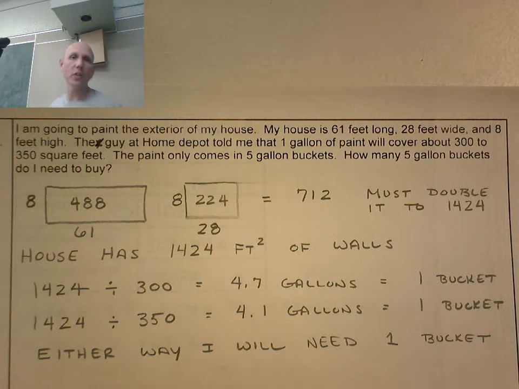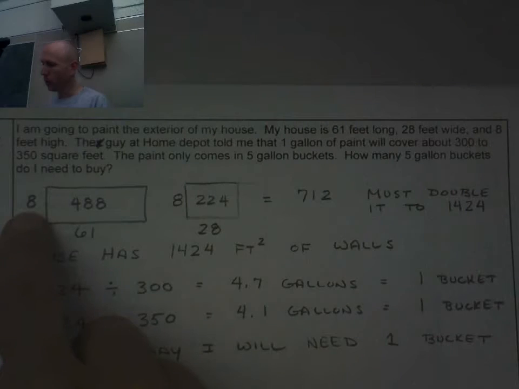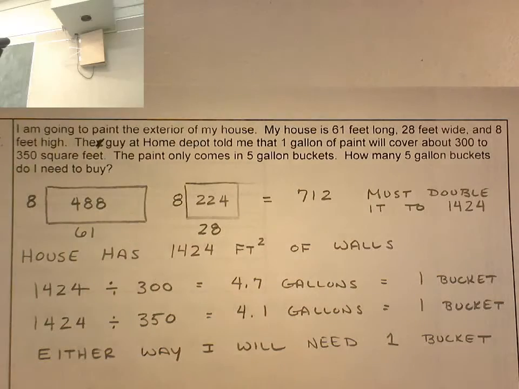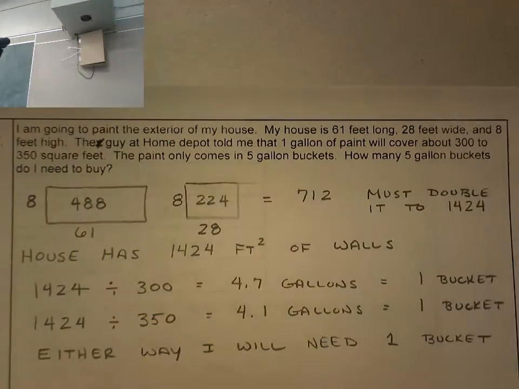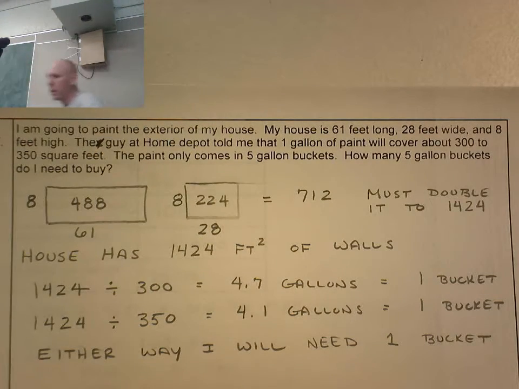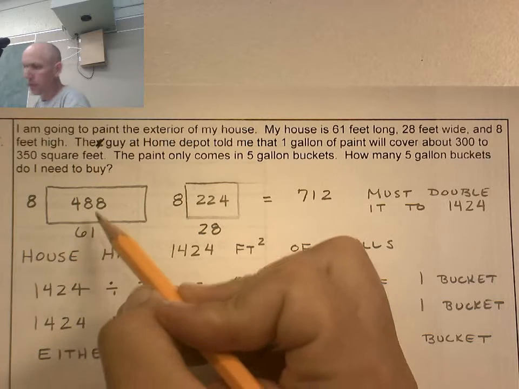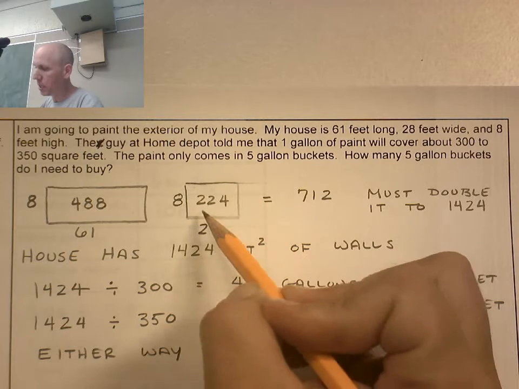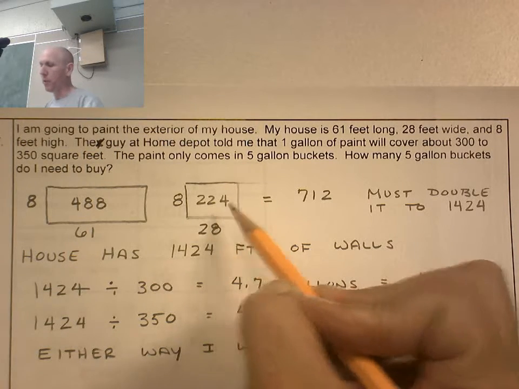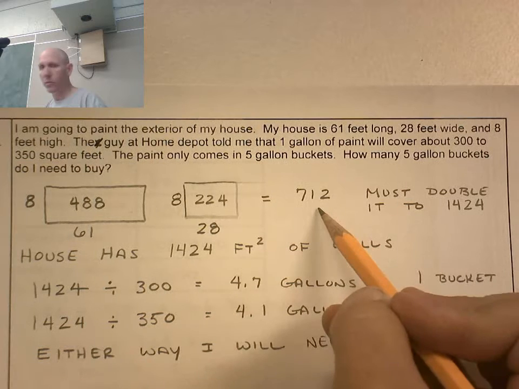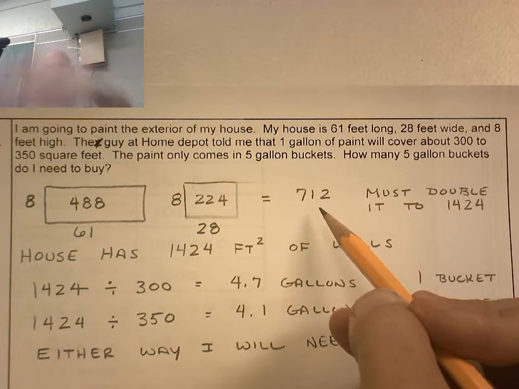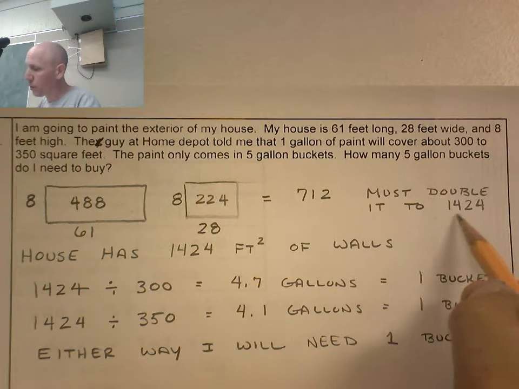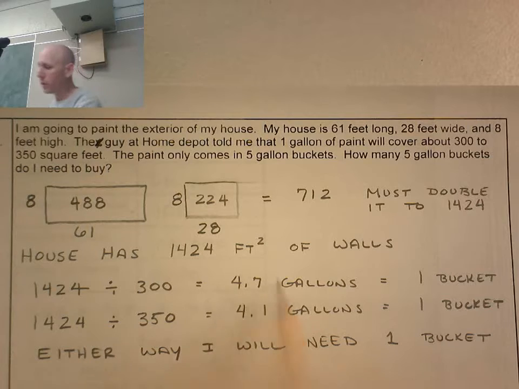So first thing I'm going to do is find the surface area of my house. So here's one wall, 8 times 61. So I have 488 square feet of wall there. Here's the side of the house, 8 by 28, 224. But remember, if this is the front and the side, which is 712, I've got to double it because I have the back of the house and the other side of the house. So I doubled it to 1424. So I have 1424 square feet of walls.